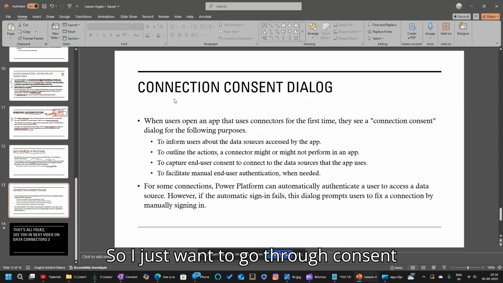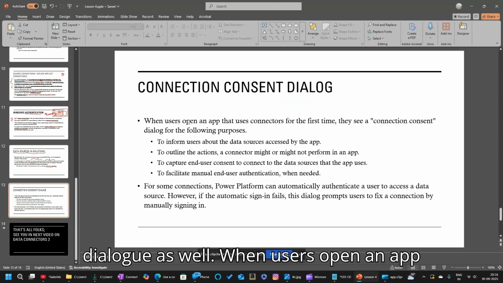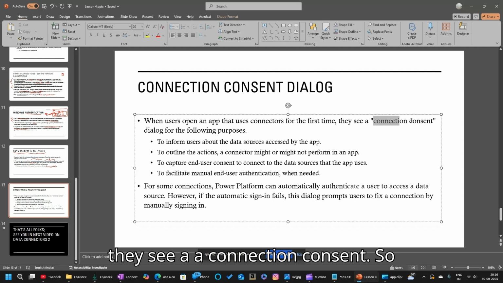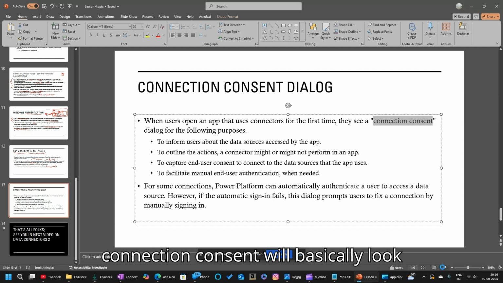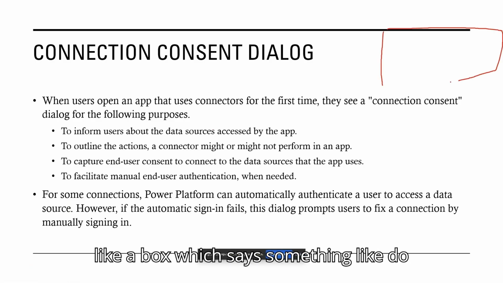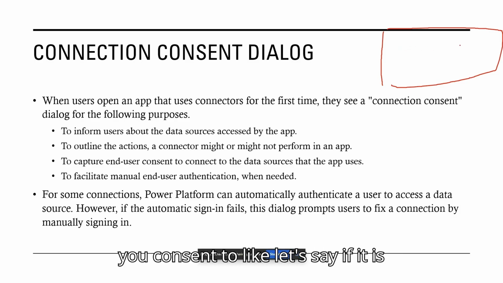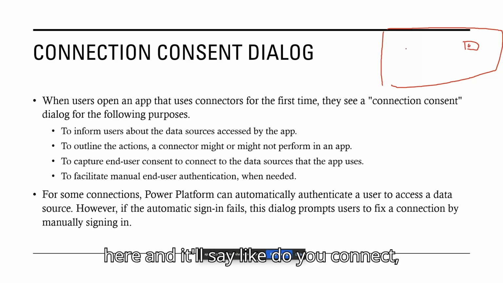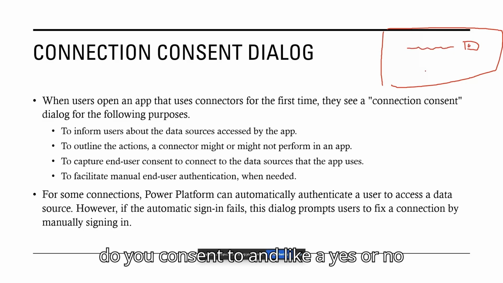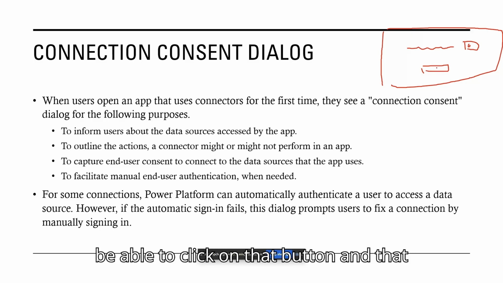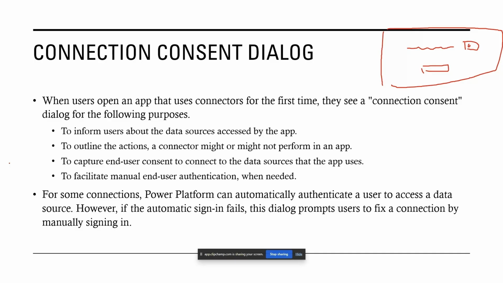So I just want to go through the consent dialog as well. When users open an app that uses a connection for the first time, they see a connection consent. So connection consent will basically look like a box which will ask for the consent of the user. It'll be a box which says something like, do you consent to, let's say if it is OneDrive, you'll have the OneDrive logo here, and it'll say do you consent to, and a yes or no button will be there, and that person will be able to click on that button, and that would give consent.